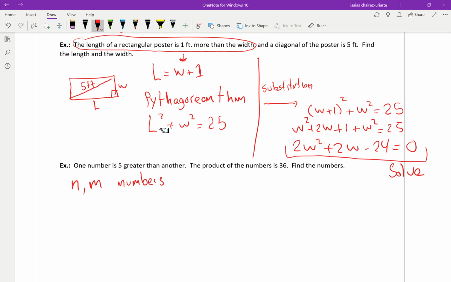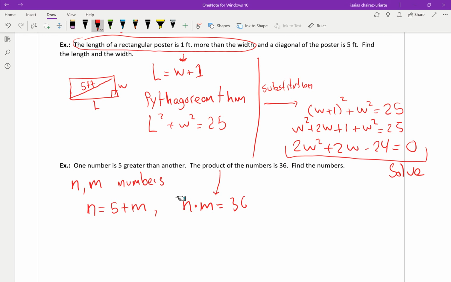Now, are they integers? Are they rationals? Are they reals? I guess it doesn't matter. Let's just call them numbers for now. One number is 5 greater than the other. It doesn't matter which one is greater than the other. So I'm going to say N is equal to 5 plus M. So then N is bigger by 5. And N times M equals 36. That's their product.